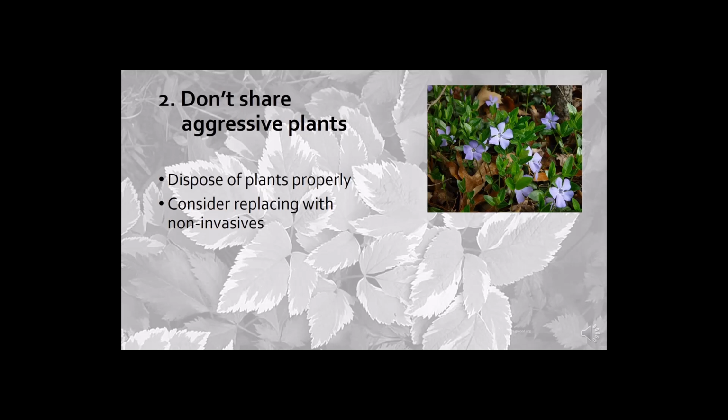So examples of these aggressive plants include bishop's goutweed, which you see in the background, and common periwinkle or vinca, shown in the picture at the upper right. If you have aggressive ground cover plants like these, and they're taking over your yard, often one of our first thoughts is to share these plants with our neighbors and friends. But if the plants are showing aggressive tendencies in your yard, that likely means that if they escape into natural areas, they'll be very problematic in those areas.